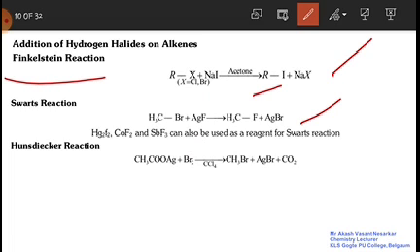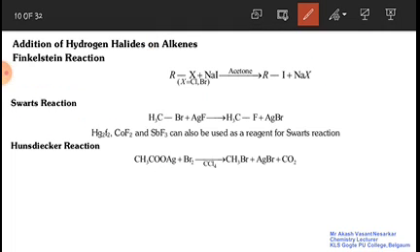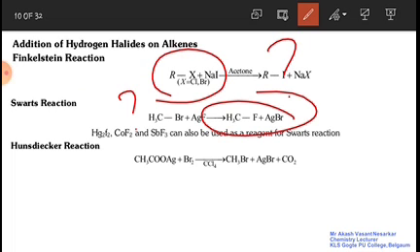Finkelstein is for the preparation of iodoalkane, Swarts is for the preparation of fluoroalkane. The reagent here is sodium iodide, here it is KGF, that is AgF. In this manner we have to remember the tricks to identify the reaction, because in the examination they can ask anything. They can give the reactant and ask the product, or give the product and ask the reactant. So you should prepare from both sides.